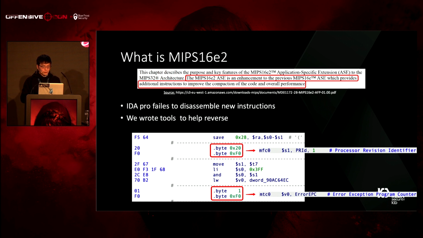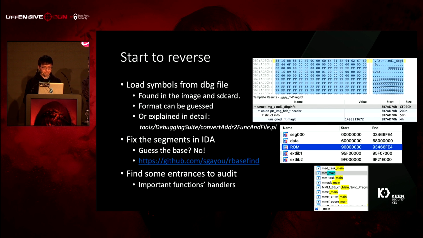And what is MIPS16e2? In short, it's MIPS16e with additional improvements. There are some extended opcodes, and unfortunately, IDA Pro failed to disassemble the new instructions. For example, I list two of them here, the MFC0 and MTC0 instructions. So we wrote some tools to help us reverse. Then finally, we can start our reverse.